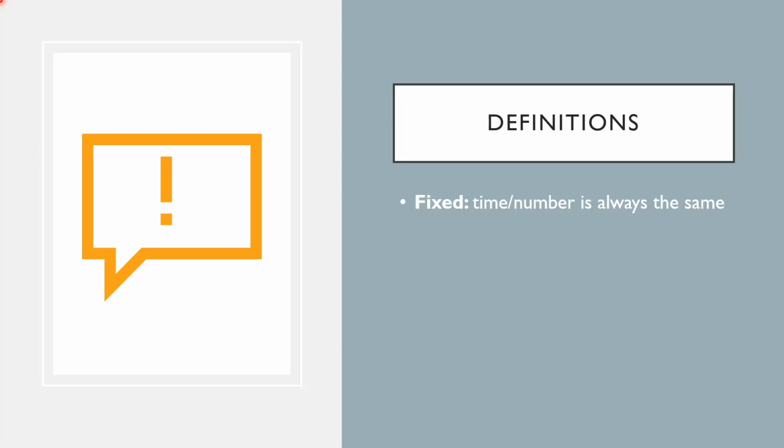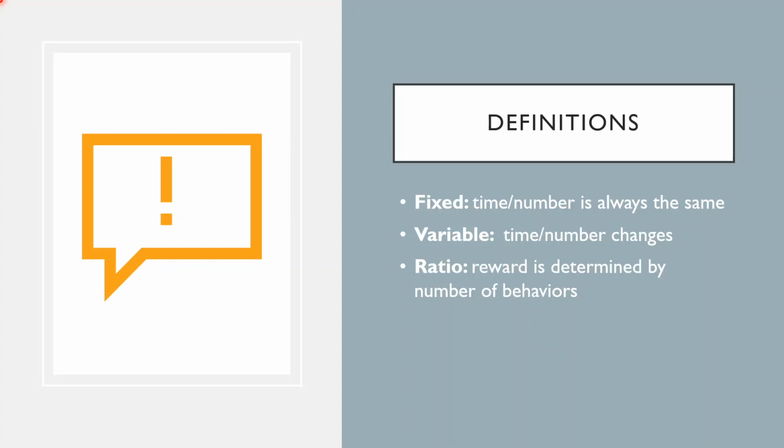Before we get into those four specific types, I want to quickly give you some straightforward definitions of these four words that we're dealing with. Fixed means the time or number is always the same, while variable means that time or number changes after each reinforcement period. Ratio means that the reward is determined by the number of behaviors. Behavior is key there. While interval means the reward is determined by a period of time. These two are opposites, and these two are opposites. Fixed versus variable, ratio versus interval.